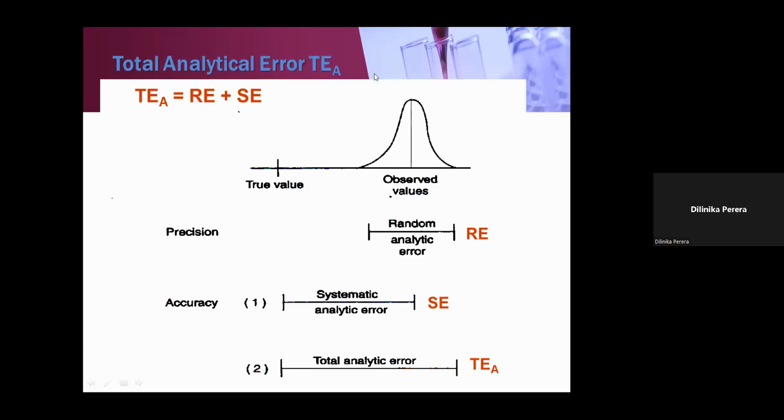One of the important things you should know is what we mean by total analytical error. The total analytical error comprises the random error and the systematic error. The random error comes with the precision, and the systematic error comes with the accuracy.